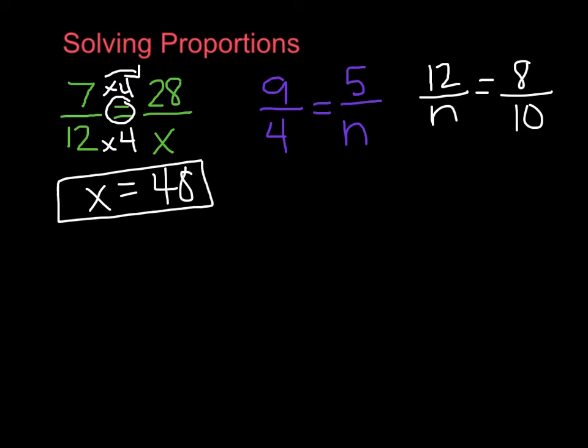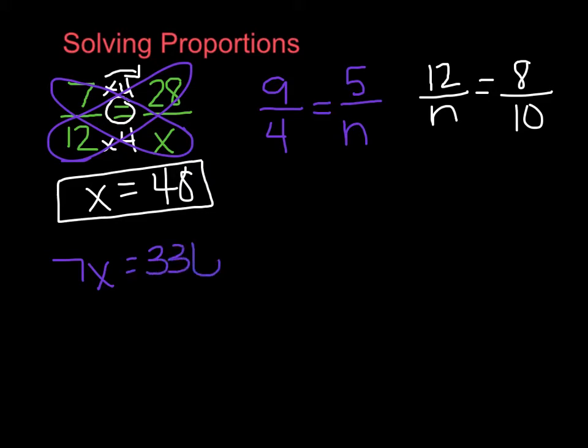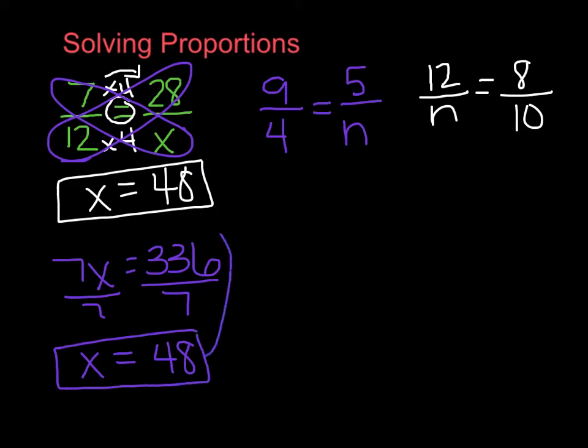Now you can do this using cross products. You can go through and take 7 times x and 12 times 28, which for the sake of time, I'm not going to work out, but it's 336. Then you would divide that by 7. And when you divide that, you get x is equal to 48, which is exactly the same answer that we got looking at that relationship between your numerators.